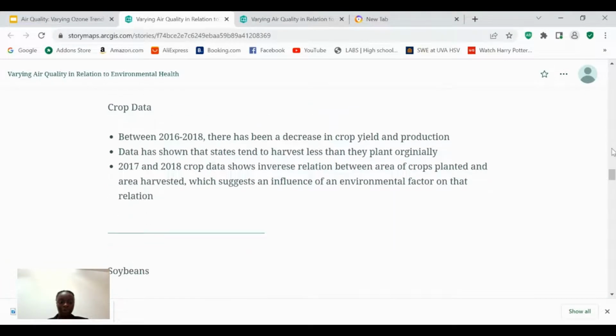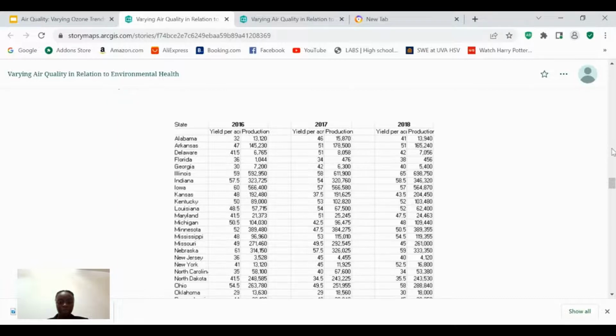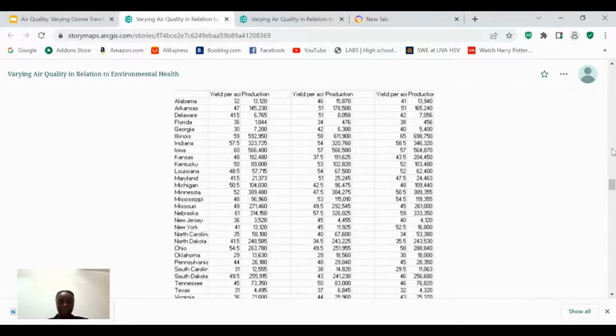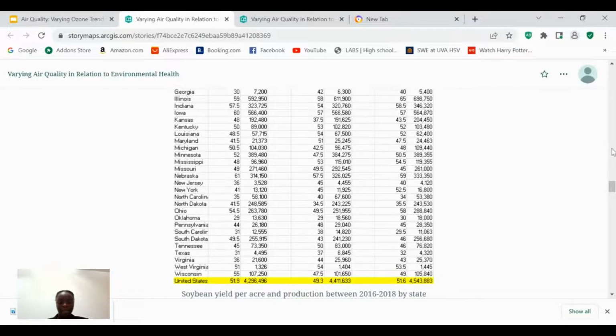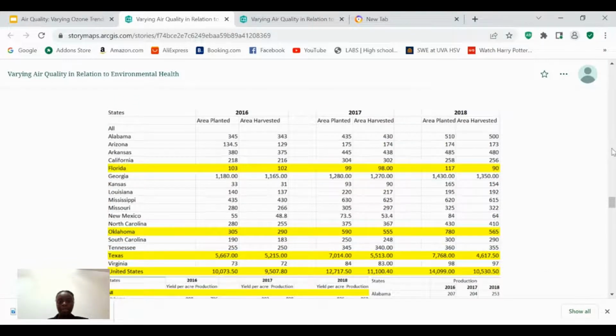I then looked into crop yield. So typically soybeans, cotton, and peanuts are crops that are most negatively impacted by ozone increase. So soybeans have generally increased over time between 2016 to 2018 and become the most abundant crop produced in the US. Cotton has some fluctuations, mainly because of the decrease from 2017 to 2018. I believe this is due to the immense ozone trends in the states and crop areas that produce cotton, so it would cause these weird fluctuations.